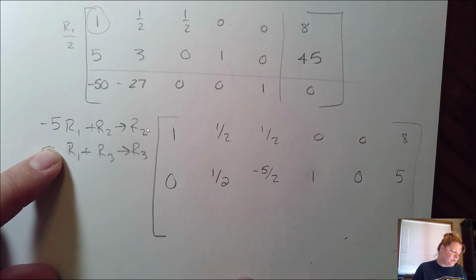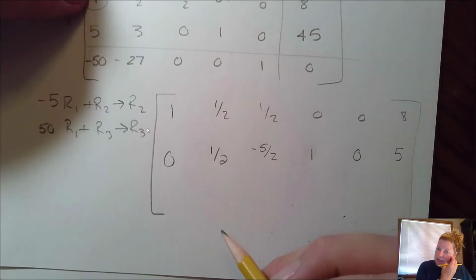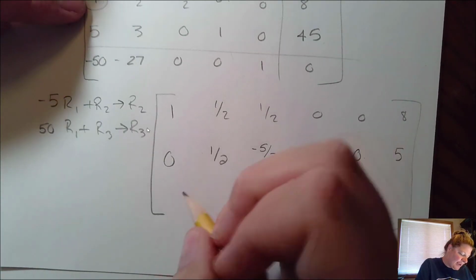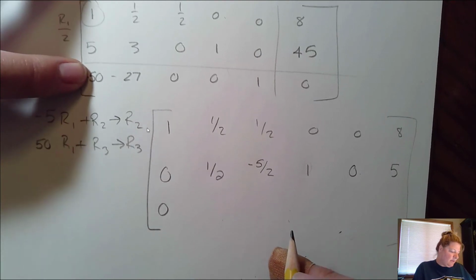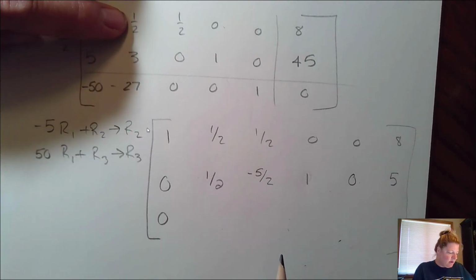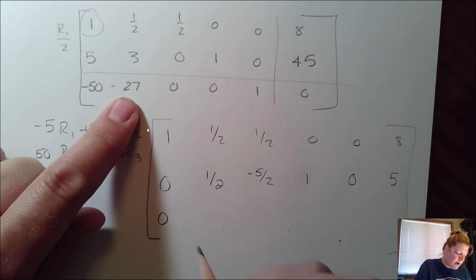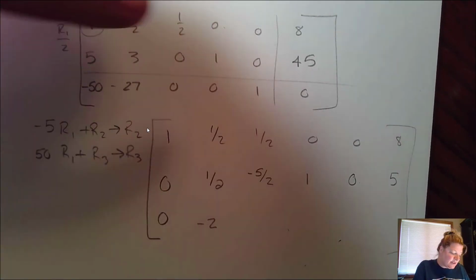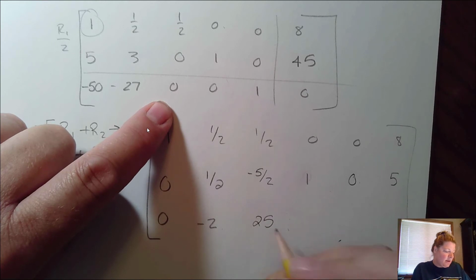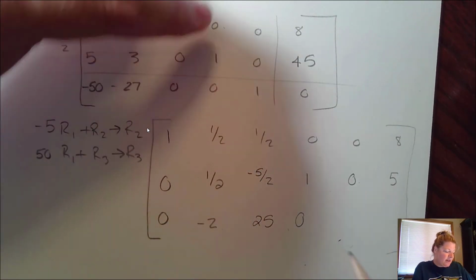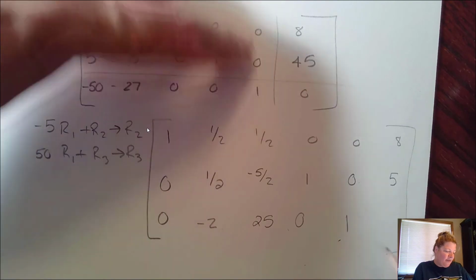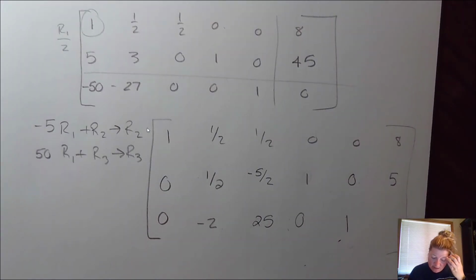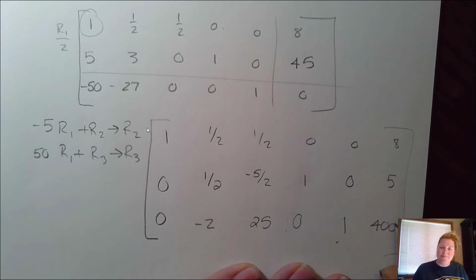Okay, last row we do 50. So 50 times 1 is 50 plus negative 50 is 0. 50 times 1/2 is 25. 25 and negative 27 make negative 2. 50 times 1/2 is 25. 25 plus 0 is 25. Anything times 0 plus 0 is 0. Anything times 0 is 0 plus 1 is 1. 50 times 8, I'm going to steal my calculator. Oh, yeah, 400. Didn't really need my calculator. You know, just in case.